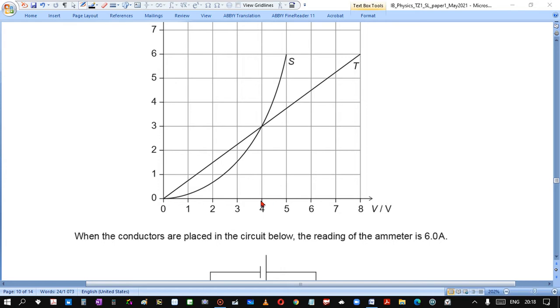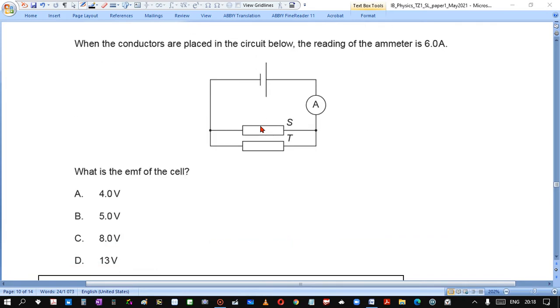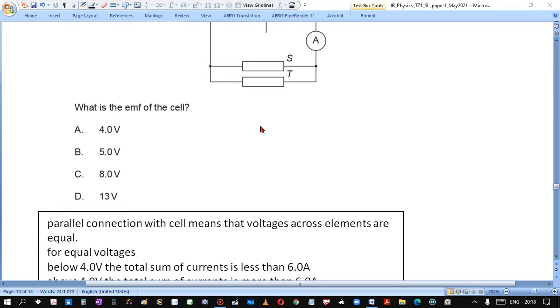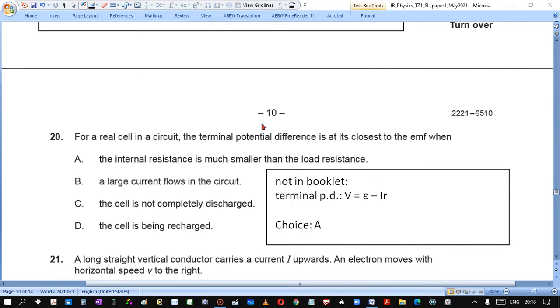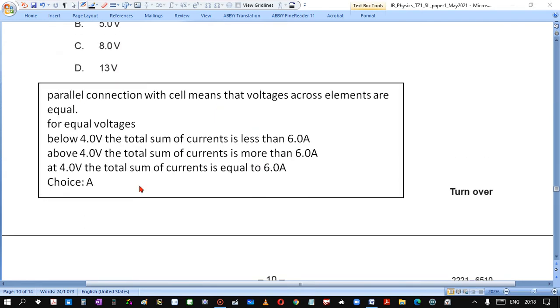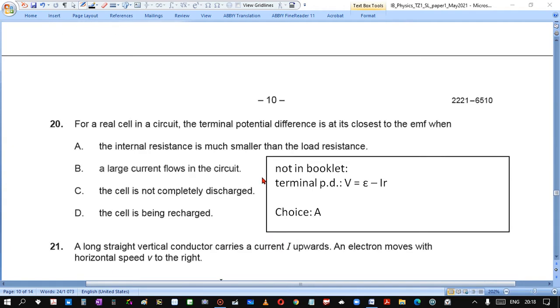So let's look to the diagram. So let's assume that they have the same voltage. If the voltage is less than 4, the sum of currents will be less than 6. More than 4, more than 6. But when the voltage on each component is 4 volt, current is 3 amperes, so total current is 6 amperes. So choice is 4 volt, choice A. So you can see here my printed solution also.